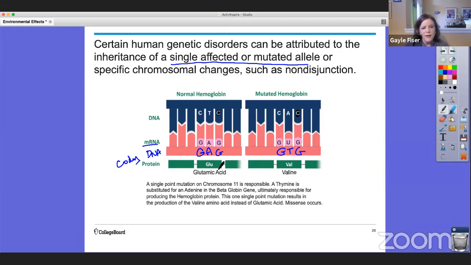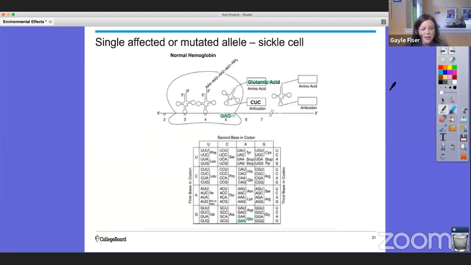Okay, if we had a coding strand with GAG, then we're going to code for glutamic acid and have normal hemoglobin. If we code for GTG, then we're going to get valine, and we're going to have a mutated hemoglobin. So now the next slide will actually take the messenger RNA to this. This was the mutation right there. Should be an A, but was a T. So let's take these messenger RNA to the genetic code.